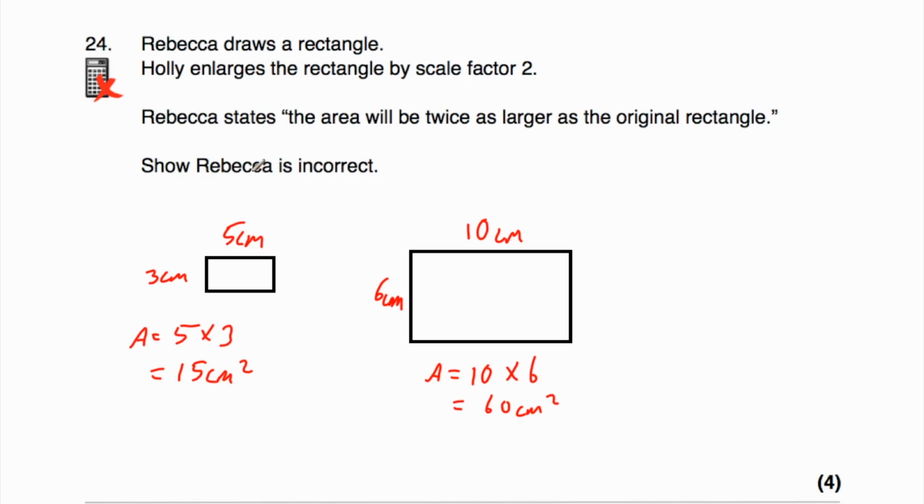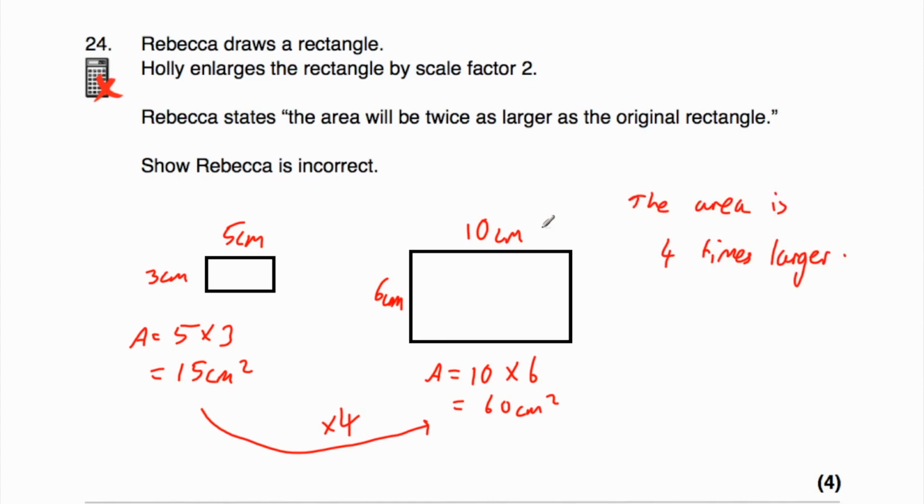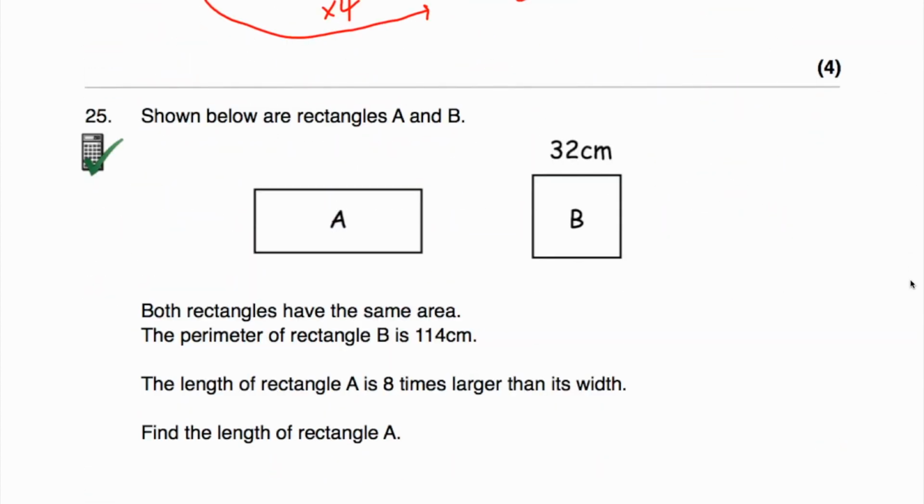So Rebecca isn't correct. Rebecca said that the area will be twice as large as the original rectangle. And actually, if we look at these areas, we've gone from 15 to 60. So that's actually 4 times bigger. So Rebecca's incorrect. The area is actually 4 times larger. And let's write that down. And I've just written down the area is actually 4 times larger. So Rebecca's incorrect. Okay, let's have a look at question number 25.